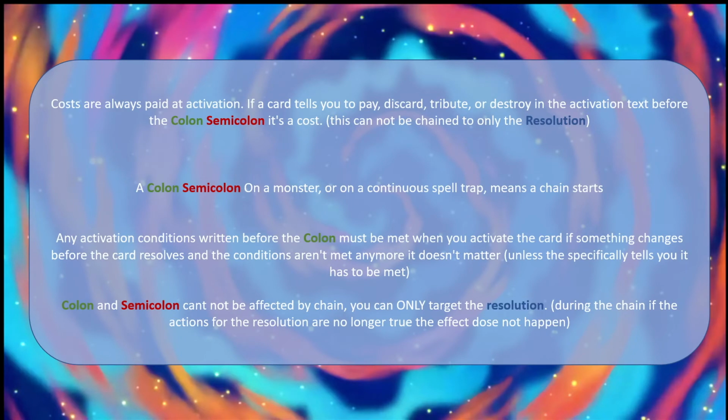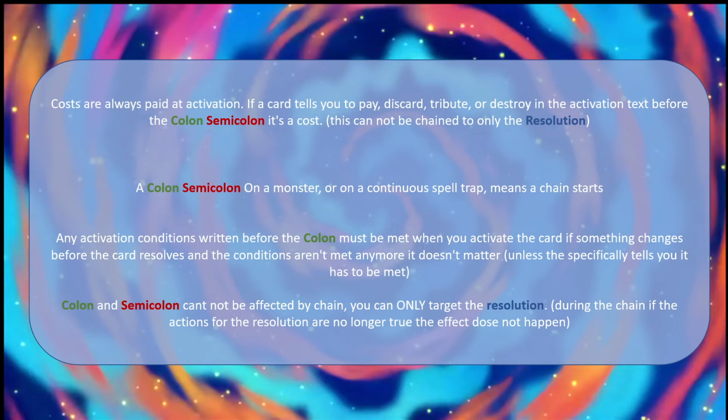Here are the things to take away: understand that costs are always paid at activation. If the card tells you to pay or discard, tribute, destroy, you have to do that before allowing your opponent to link to it, and if they don't chain to it at all, then you just move on with the resolution. Again, if there's a colon or a semicolon on a monster or a continuous spell trap, that means a chain starts. If there isn't a colon or a semicolon, you cannot chain to it. The link never opens, so you can't chain towards it.